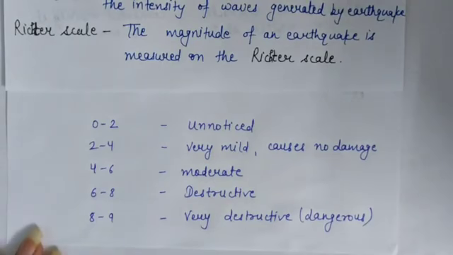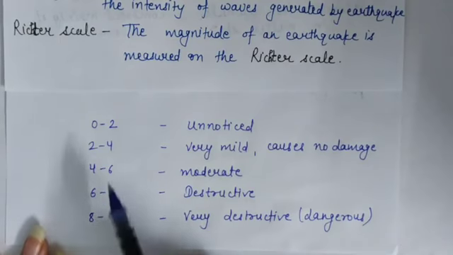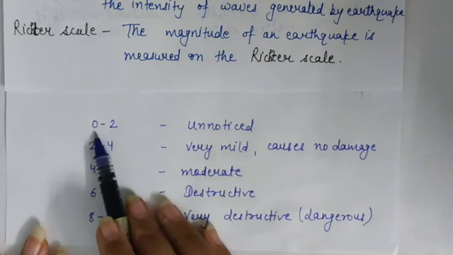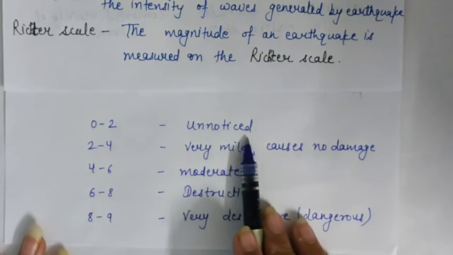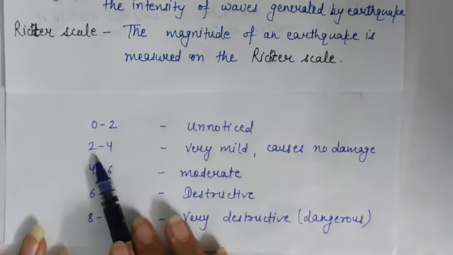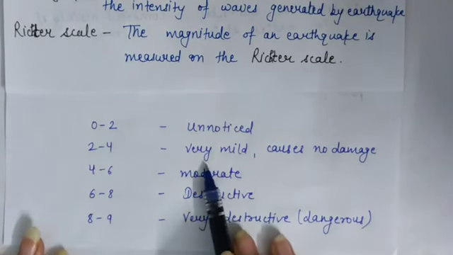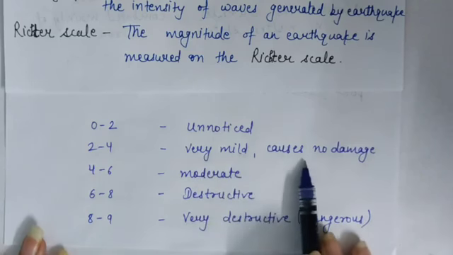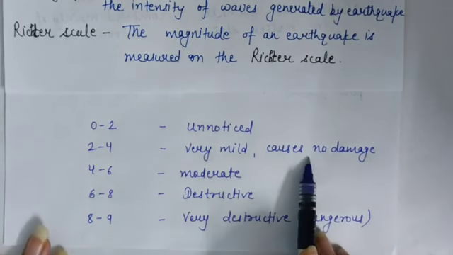The Richter scale has markings from 0 to 9. The intensity of an earthquake on the Richter scale is as follows. If the Richter scale shows 0 to 2, it means the earthquake is unnoticed. And if it's marking 2 to 4, then the earthquake is very mild and it causes no damage, meaning not too harmful for us.